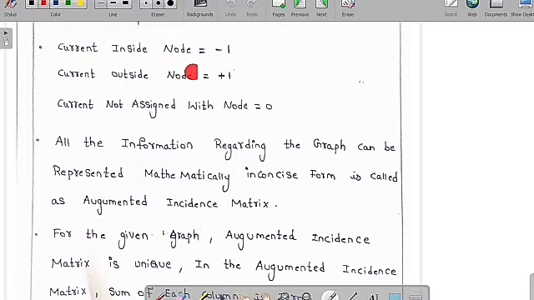The current going inside the node I am going to take as negative, and the current going outside the node as positive. If a current is not assigned with any node, I am going to represent it as 0. This is just a normal convention: the current inside the node is -1, the current outside the node is +1, and a branch not assigned to that node is 0.